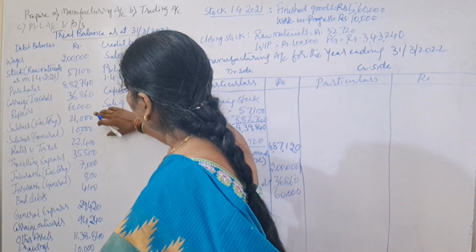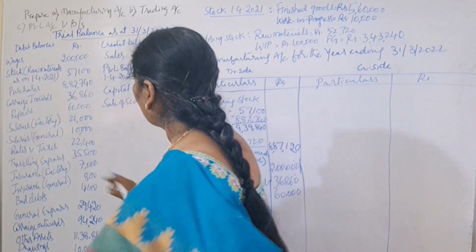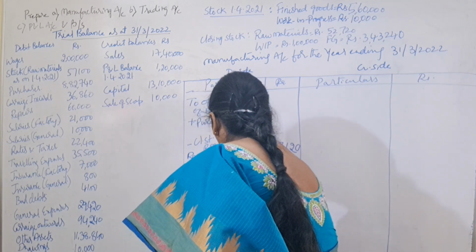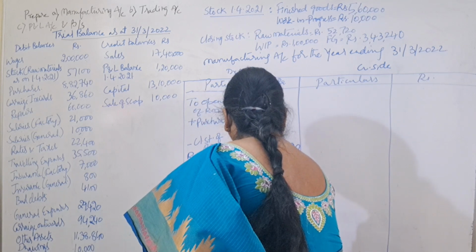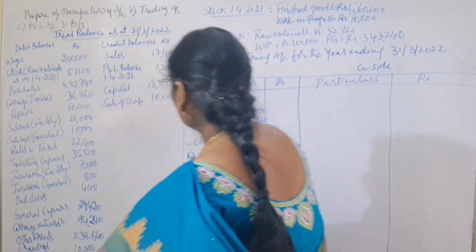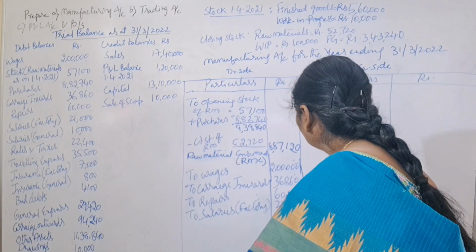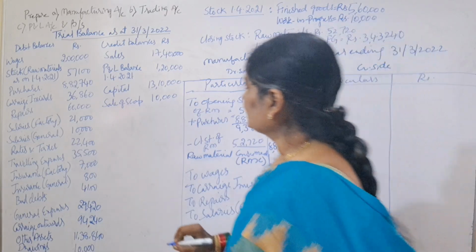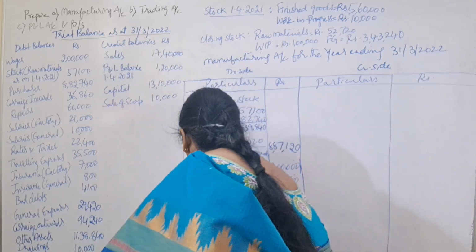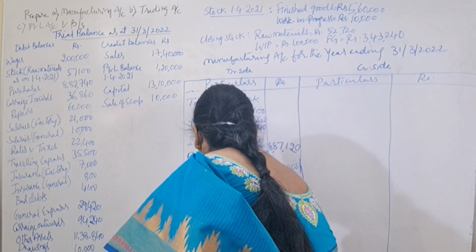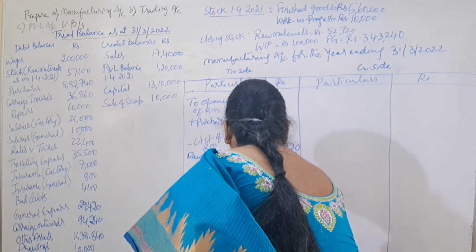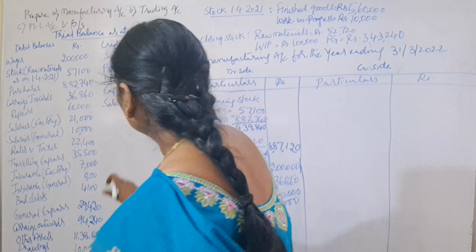Next, we'll take only factory related expenses here. So here salaries factory. To salaries factory, what's that amount? 21,000. Next, insurance factory. To insurance factory, 800.